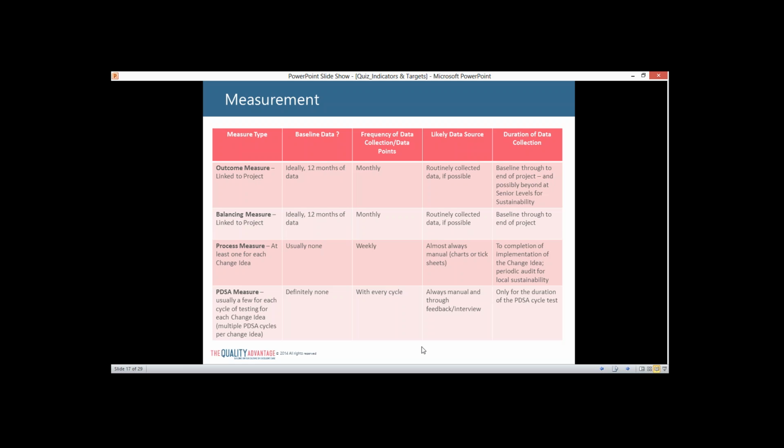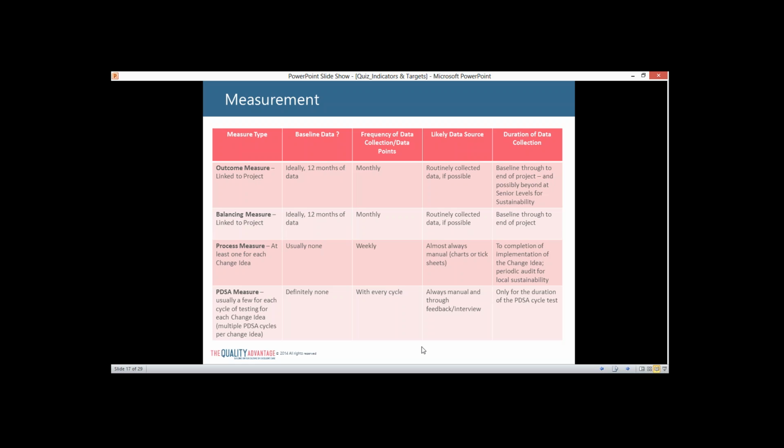So once a change idea is implemented, meaning it's being used by all the staff who are supposed to be using it, for all of the clients for whom it's relevant, and it's being maintained at that 90 to 100% level, after that there can just be a periodic audit to make sure that no one's slipping back to the old way of doing things.